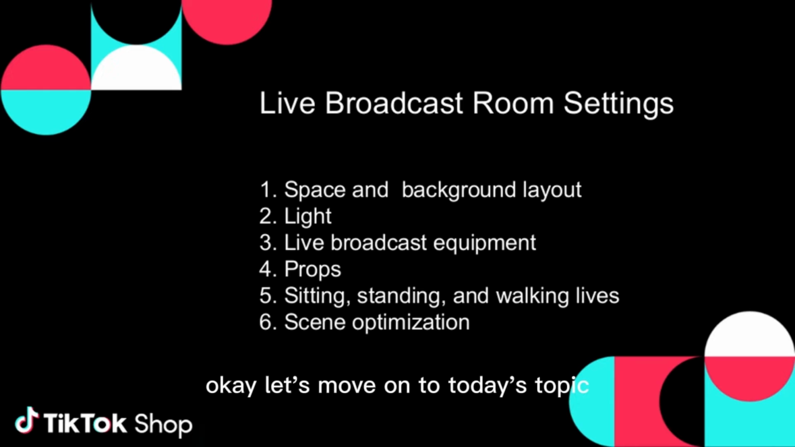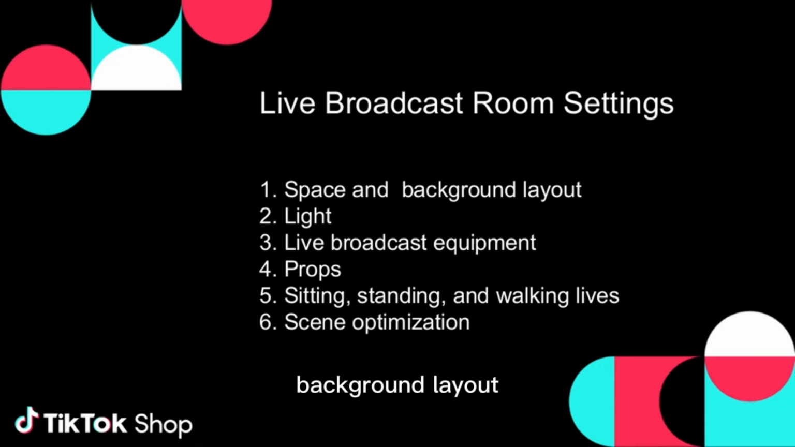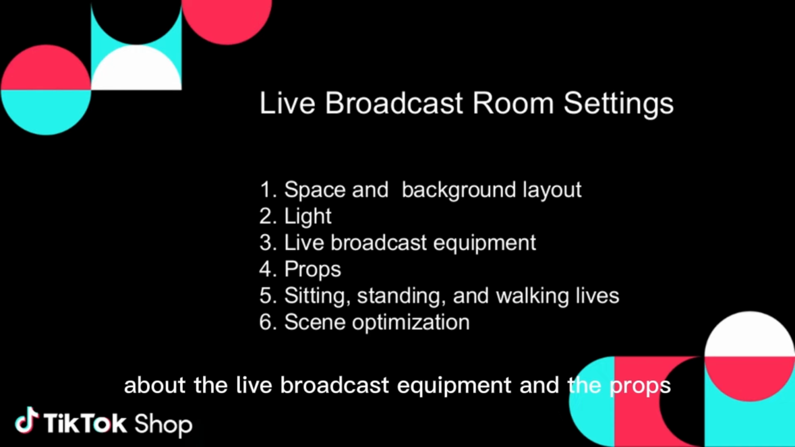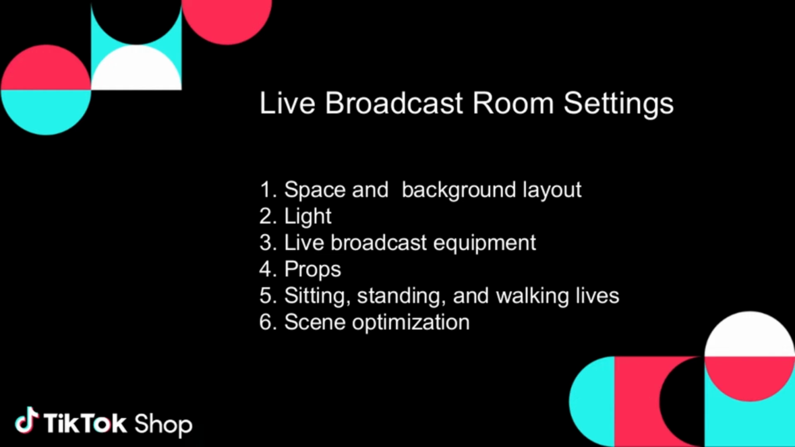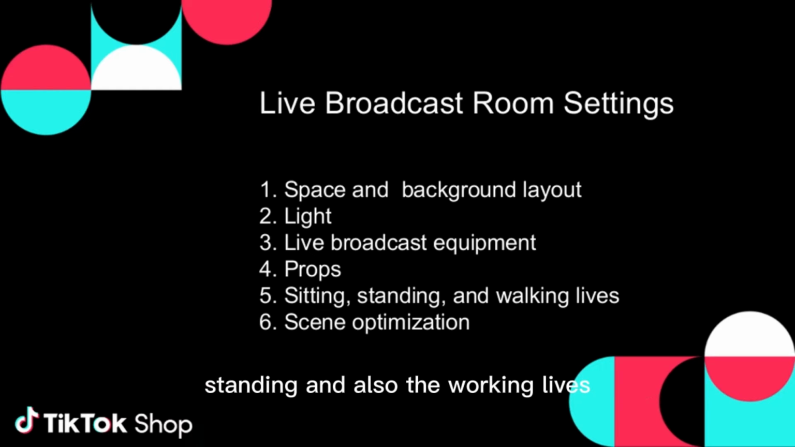Okay, let's move on to today's topic, the live broadcast room settings. We have 6 main sections. The first section is about the live room space and background layout. The second section is about the lighting. Then we will talk about the live broadcast equipment and the props. And we will also introduce the sitting, standing, and walking lives. The final part is about the scene optimization.